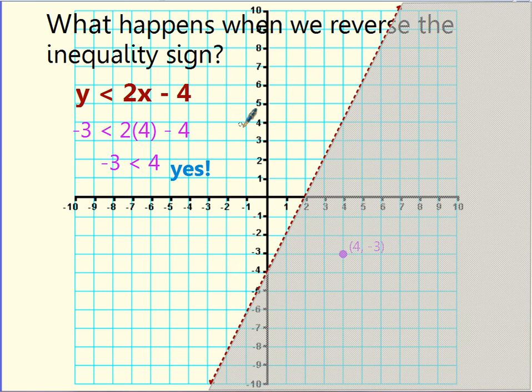Now, notice I did not this time pick a point on the other side of the graph or on the line itself. I only ever need to check one test point. That's going to tell me instantly which half to shade. If it makes my inequality true, that's the side of the graph I'm going to shade on. If that happened to make my inequality false, I would have shaded on the opposite side of the line.